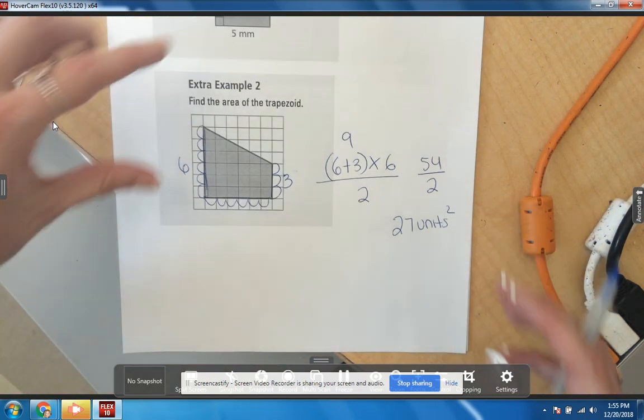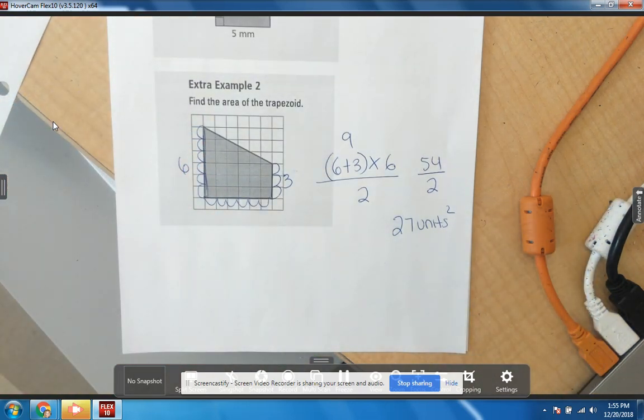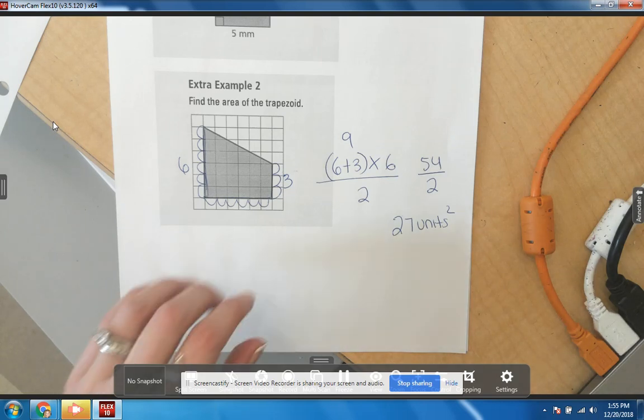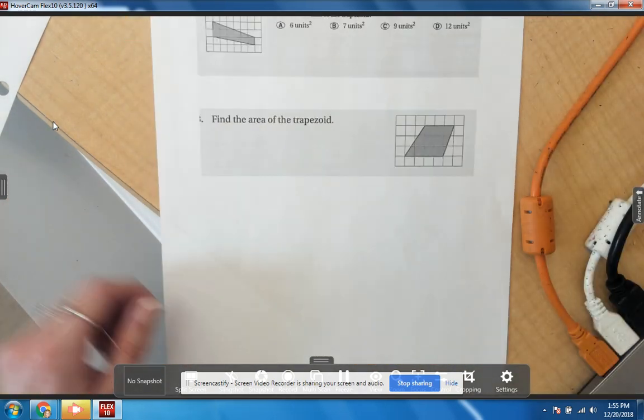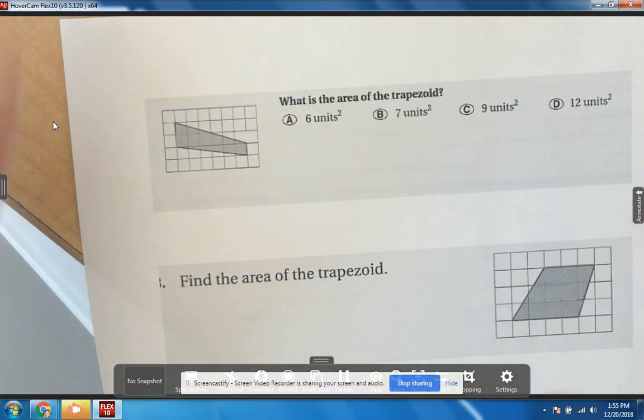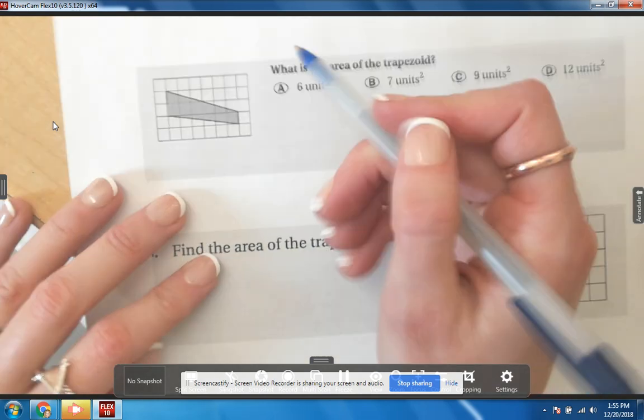Okay? So I'm going to give you one of these to try now. So figure out which ones are the bases. Remember, those are parallel to each other. Figure out the height. Remember, that has to be a perpendicular, so make a 90-degree angle with the bases. And then you can do your formula. Okay? So I'm going to have you try this one. This one's actually multiple choice, too, so you'll know if you got it right or not.